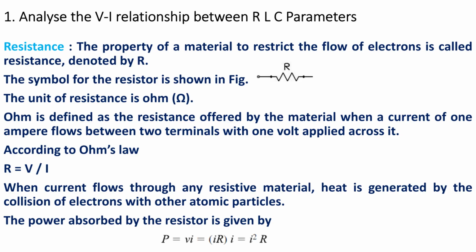According to Ohm's law, R equals V by I. When current flows through any resistive material, heat is generated by the collision of the electrons with other atomic particles. The power absorbed by the resistor is given by P equals VI, which equals I R into I, which equals I squared R.